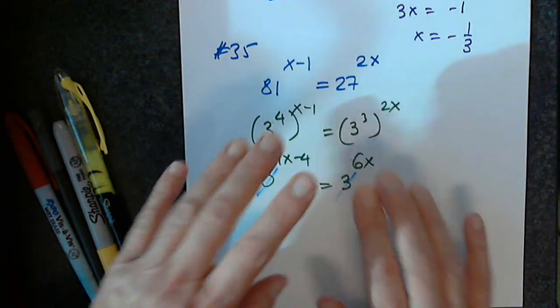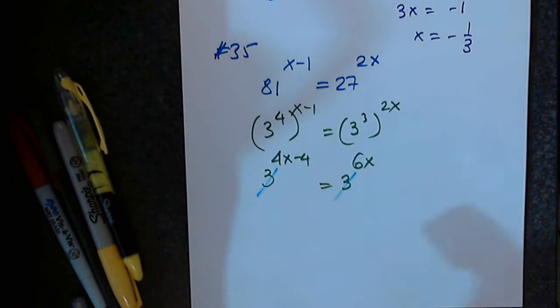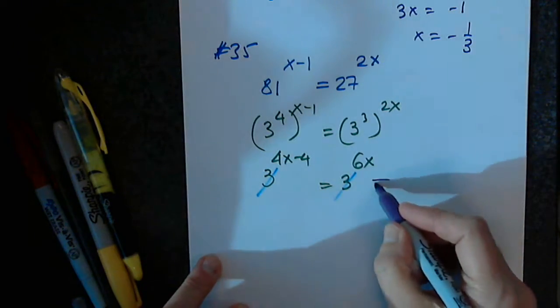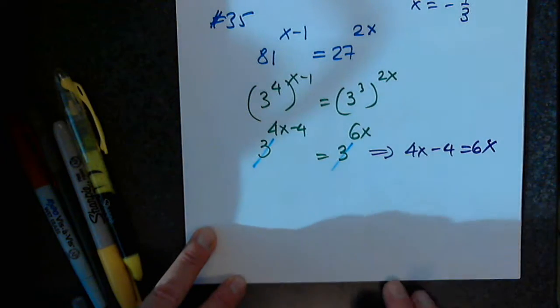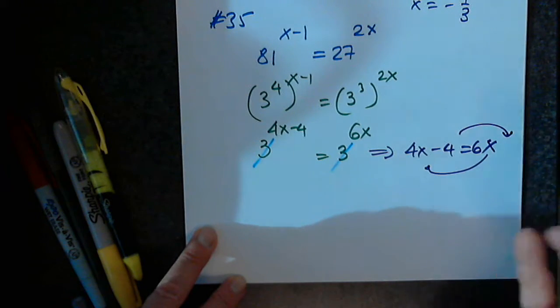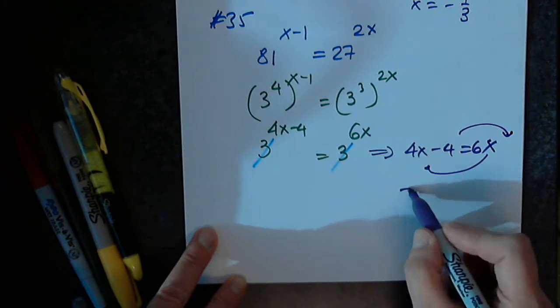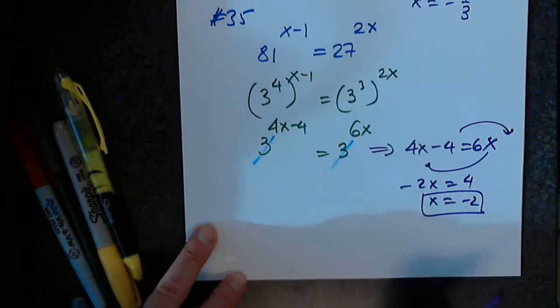Two numbers are equal and they have the same base. What has to happen? So then from here, I know that 4x minus 4 must equal 6x. Yes, I will move 6x and I will move 4. It doesn't matter what you do, we will get the same answer. Negative 2x equals 4, so x equals negative 2.